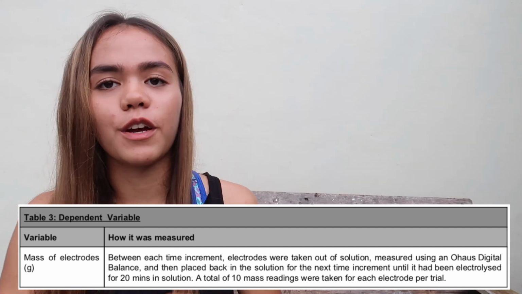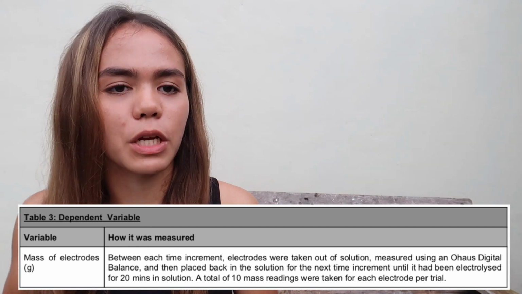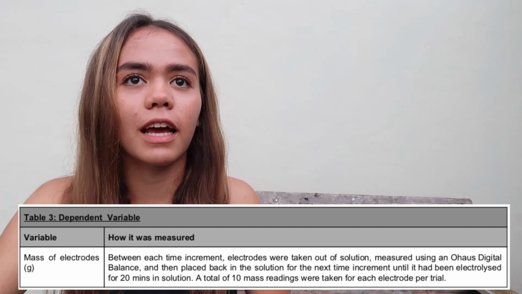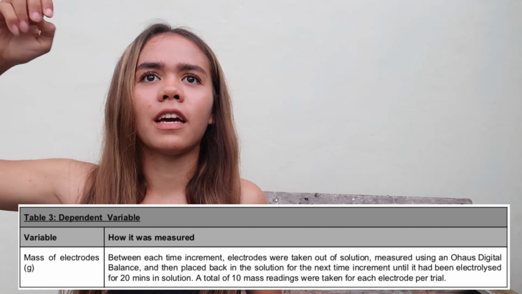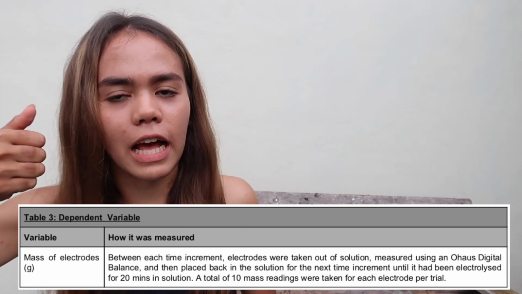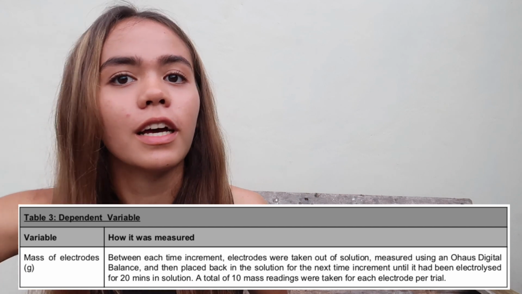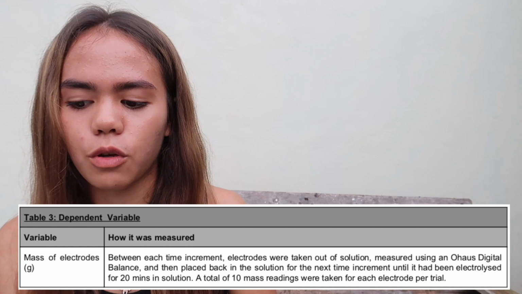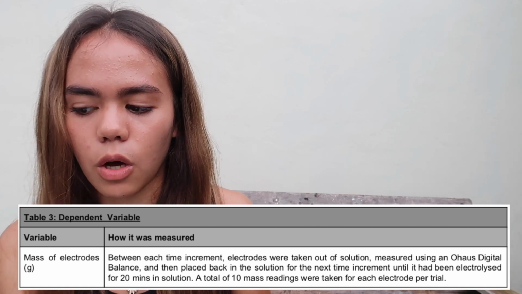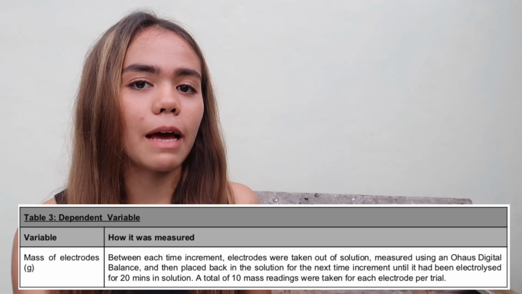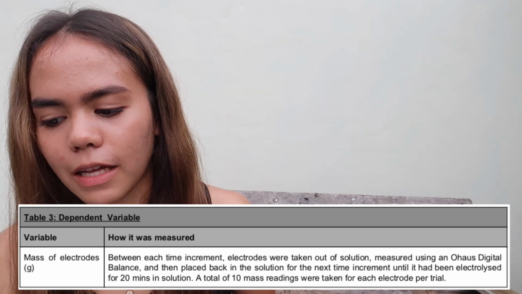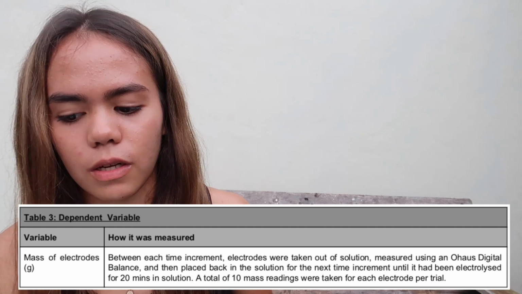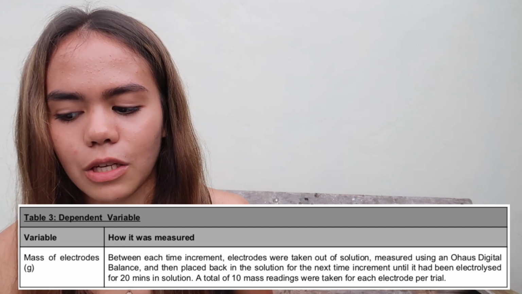Now if I look at my dependent variable, it really wasn't that hard to measure, so there's not much to go into detail here. But if yours is complicated, if you had to stand on a rock with a blowhorn and an eyeglass or something to measure something, I don't even know, describe it here. For example, for mine, between each time increment, electrodes were taken out of solution, measured using an OAS digital balance. I say that because accuracy, and then placed back in solution for the next time increment until it had been electrolyzed for 20 minutes in solution. A total of 10 mass readings were taken for each electrode per trial.